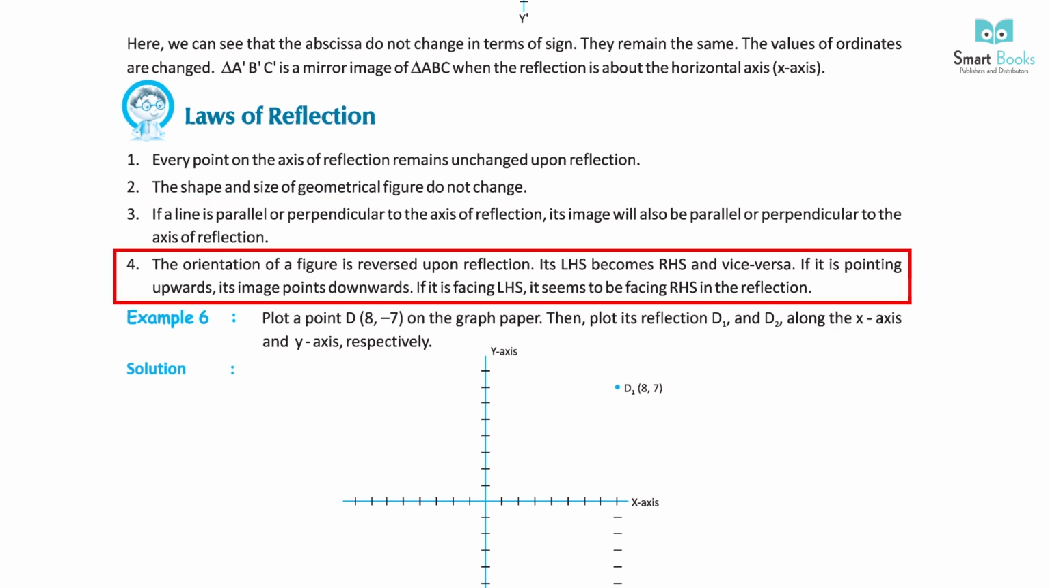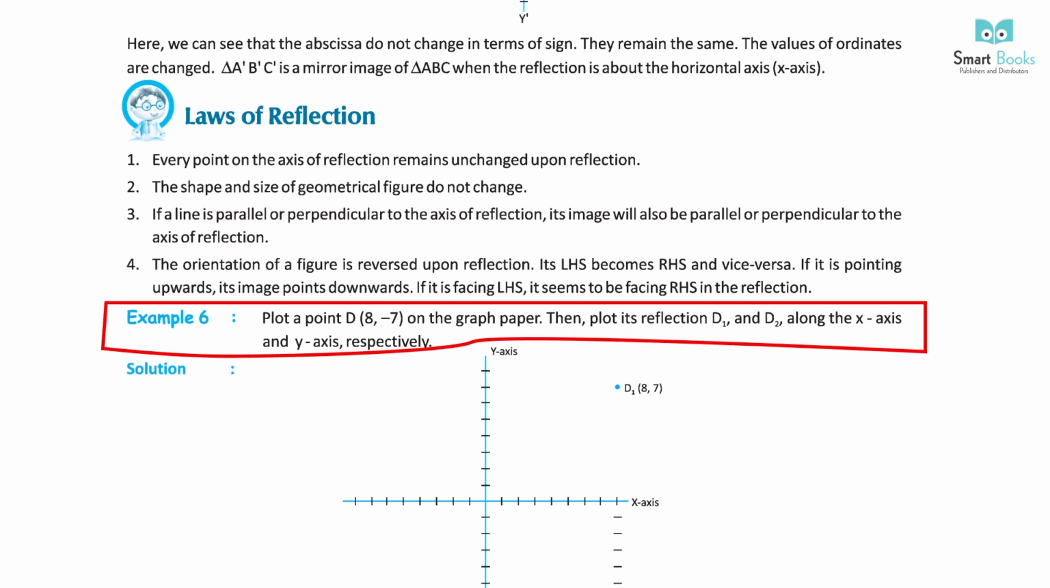Fourth, the orientation of a figure is reversed upon reflection. Its left-hand side becomes right-hand side and vice versa. If it is pointing upwards, its image points downwards. If it is facing left-hand side, it seems to be facing right-hand side in the reflection.